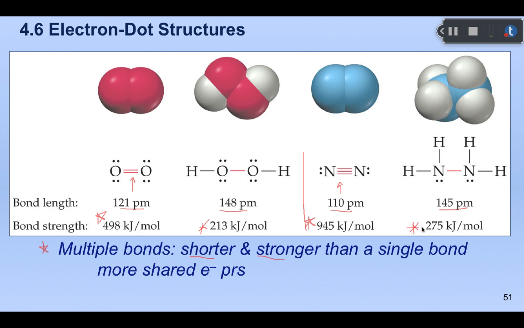That concludes my conversation about the electron dot structures for this section. I hope it's helpful to you as you work on your assignment.